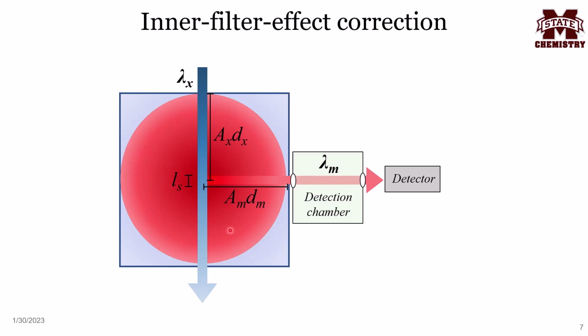The emitted light at the effective sampling path length then goes through a monochromator to the detector at a specific emission wavelength, lambda m. However, if the sample has significant absorption at lambda x and at lambda m, light can be lost before it is detected. This is represented by AX dx for the absorption occurring at the excitation wavelength across the excitation path length, and for the absorption at the emission wavelength across the emission path length.